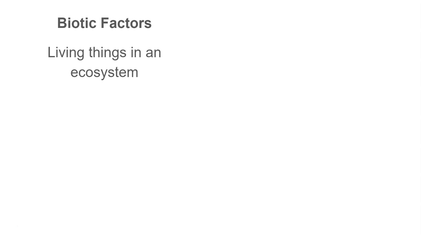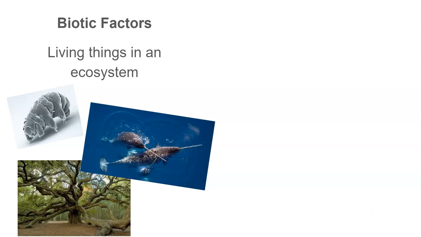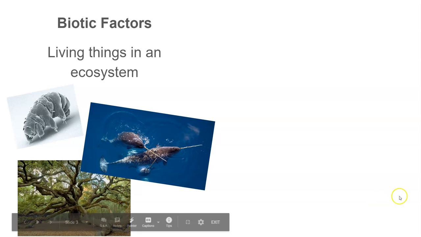We're going to use these words biotic factors a lot. Biotic factors are the living things in an ecosystem. So the tardigrades, which are teeny tiny little animals that are really cool. Narwhals, I love narwhals. Oak trees, grass, Spanish moss, any living thing. So we've learned about all the kingdoms on the planet, so they're all the living things, and that's what we mean when we say biotic factors.